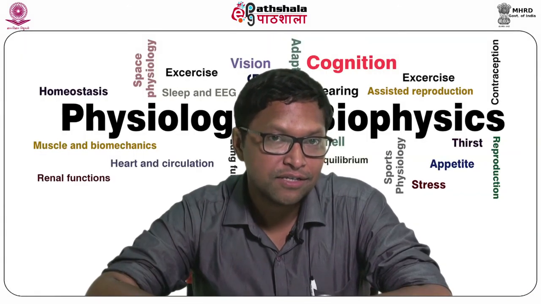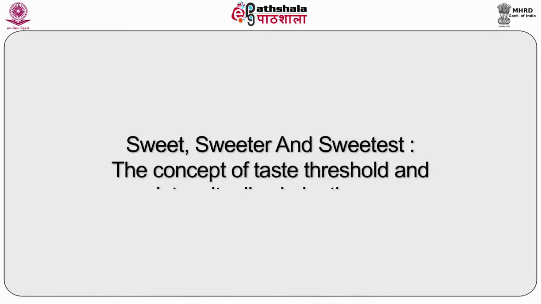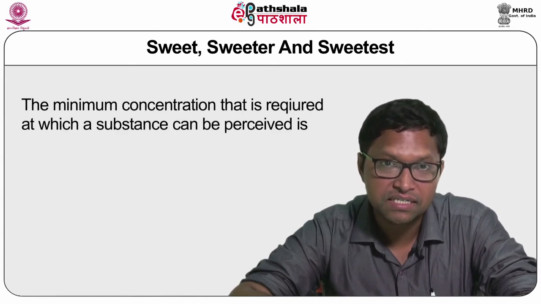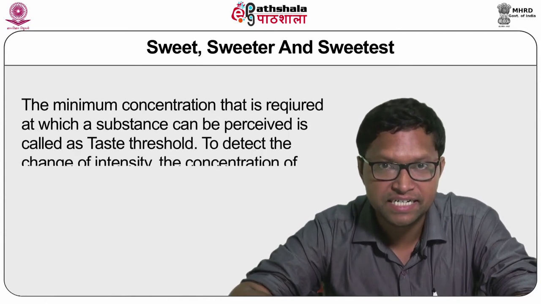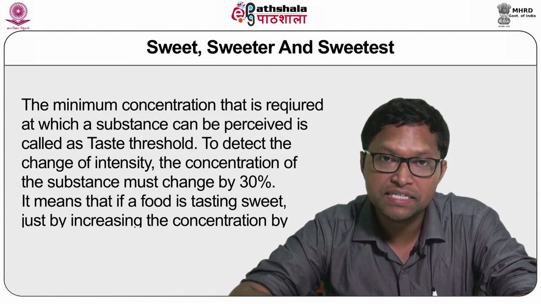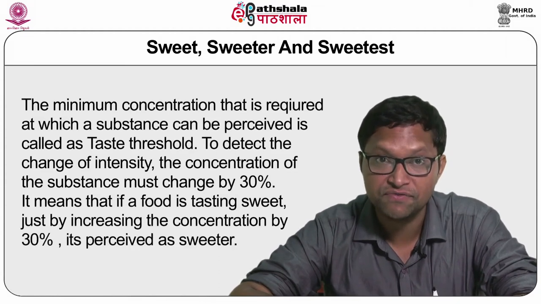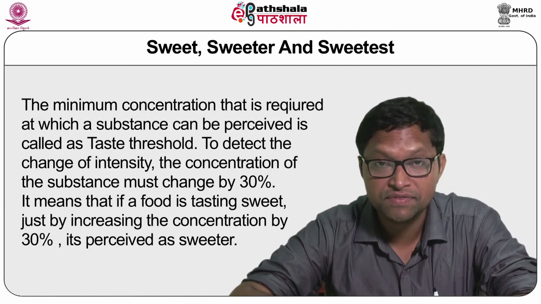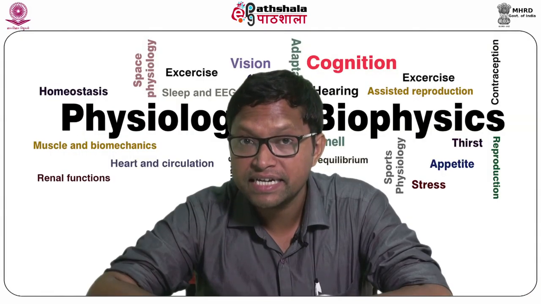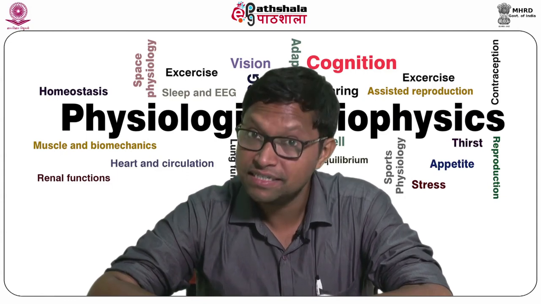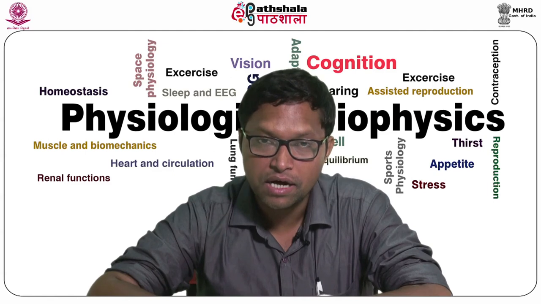Now, let's understand the concept of sweet, sweeter and sweetest, the concept of taste threshold and intensity discrimination. The minimum concentration required at which a substance can be perceived is called the taste threshold. To detect a change of intensity, the concentration of the substance must change by 30%. It means that if a food is tasting sweet, just by increasing the concentration by 30%, it is perceived as sweeter. Glucose has the highest threshold concentration to which the taste buds respond, and bitters have the lowest threshold, like strychnine, which has a bitter taste.